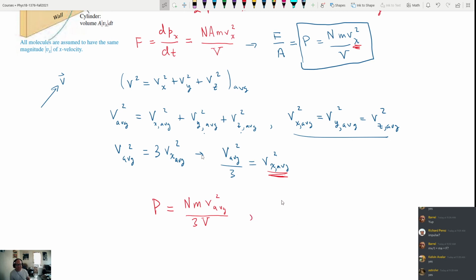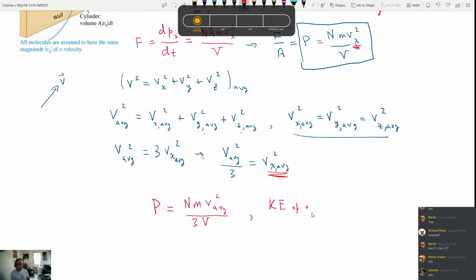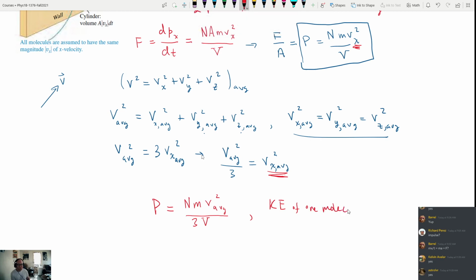And then the next thing that we're going to do is say that we know the kinetic energy, let's multiply the volume too, but we're going to say that the kinetic energy of one molecule is going to be equal to 1/2 m v average squared. Oh, sorry, sorry. This is the average kinetic energy of one molecule. It would be this.